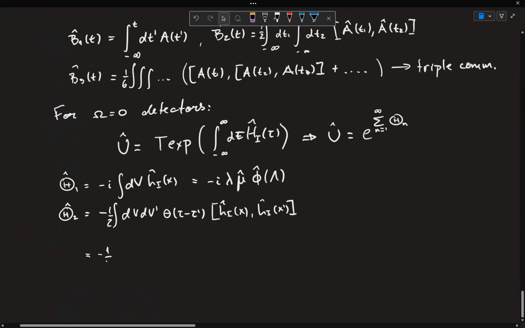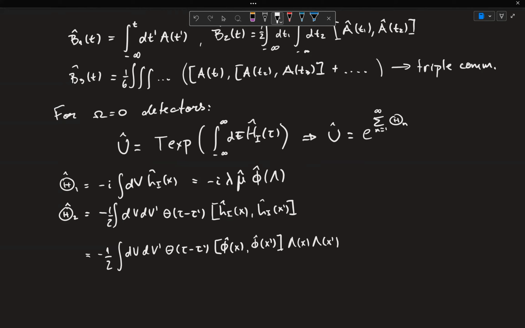So this thing here just becomes minus 1/2 the integral dv dv prime of theta of tau minus tau prime, the commutator of the field. That's the only thing that doesn't commute here. Here we get a mu squared, and there's the lambda squared. Oh, sorry, my bad, I forgot the space-time mirroring function. So lambda of x prime, the mu squared, which to be honest is just identity because our mu is just a sigma x. And the other term that we find here is a lambda squared, which is the interaction at the lambda.